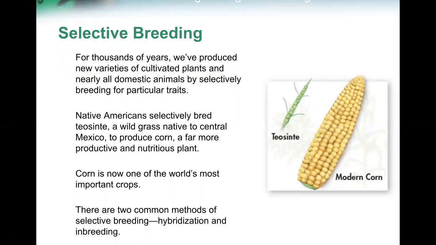For thousands of years, we produced new variations of cultivated plants and nearly all domesticated animals by selectively breeding for particular traits. Native Americans selectively bred teosinte, a wild grass native to central Mexico, to produce corn, a far more productive and nutritious plant. Corn is now one of the world's most important crops. There are two common methods of selective breeding: hybridization and inbreeding. Teosinte was crossbred until it became modern corn.